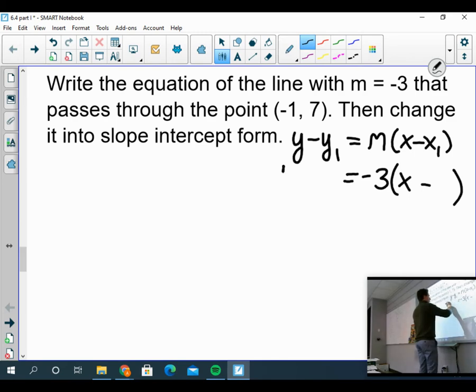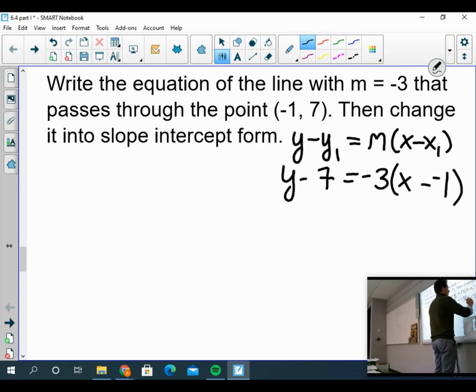Now I just have to fill in my points. Well, my y-coordinate is +7. Remember, the minuses, as you've seen, I've already written them, come along with the equation. So I'm going to plug in 7, and I'm going to plug in -1. But again, notice the minuses come along with the equation. So it looks weird, but the +7 becomes y minus 7.